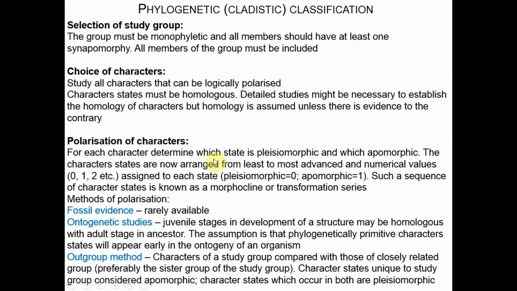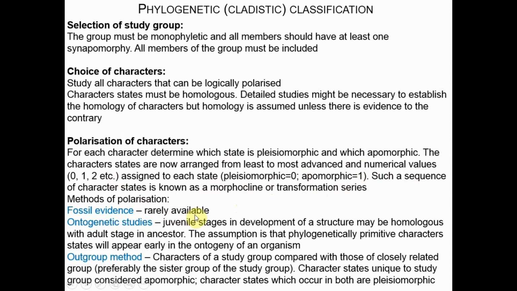Polarizing characters: for each character determine whether it's plesiomorphic or apomorphic. The character states are arranged from least to most advanced, and numerical numbers assigned. So as I said, plesiomorphic normally 0, apomorphic 1, and it can go 2, 3 depending on how many there are. And this sequence of characters from primitive or plesiomorphic to more advanced is called a morphocline or a transformation series. So there are different ways in which we can polarize, so deciding on what is primitive and what is advanced. It's not as simple as it sounds.